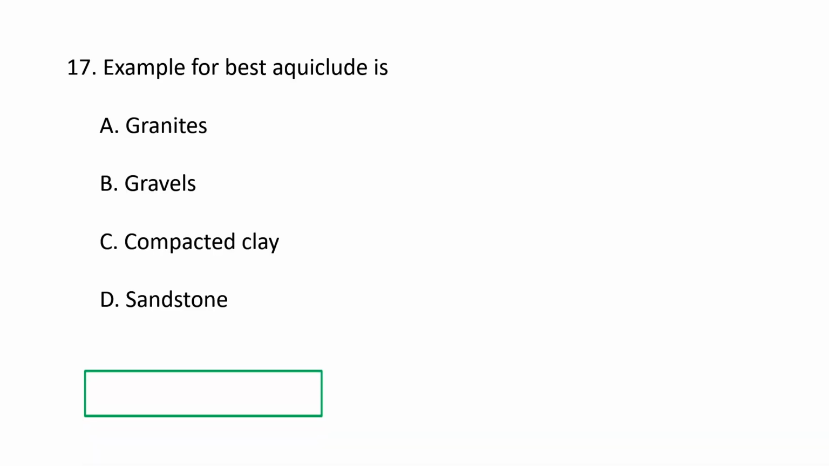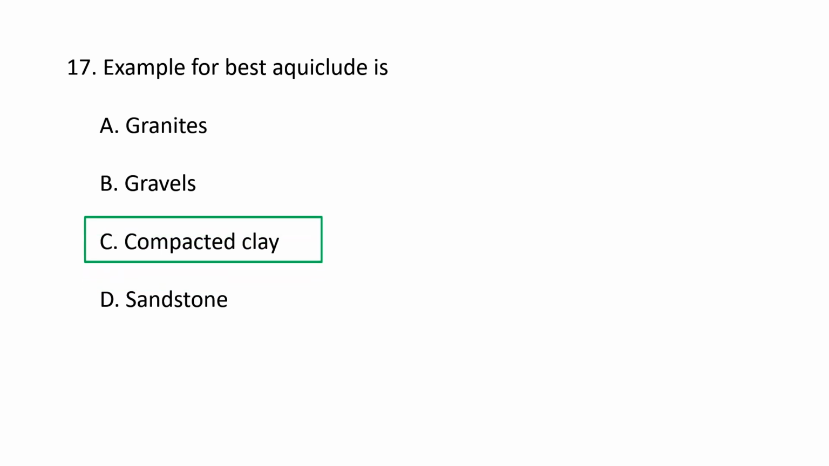Next question. Example for best active fluid is A. Granites, B. Gravels, C. Compacted clay, and D. Sandstone. Example for best active fluid is compacted clay. Active fluid is treated as a practically impermeable rock mass, and the compacted clay formation is the best example for active fluids. C is the correct option.